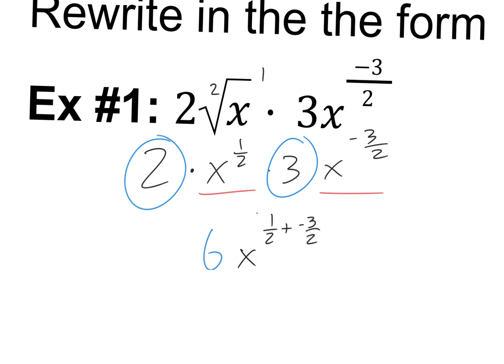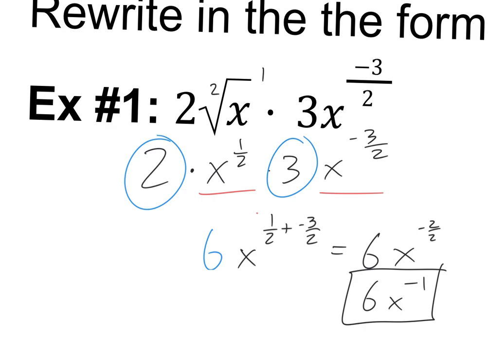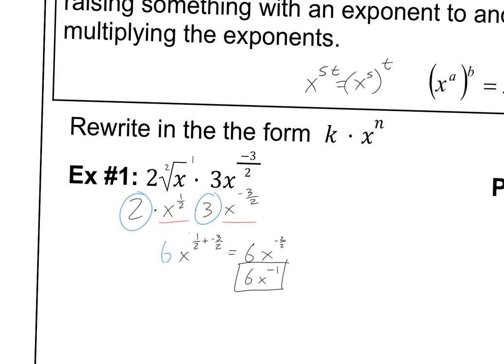Well, what is that? I would get 6x, and 1 half minus 3 halves is negative 2 halves, which is really negative 1. So I'm going to write 6x to the negative 1, and boom, I got a problem here. That is now in that format where the k is my 6 and the n is negative 1. Again, these can be fractions.